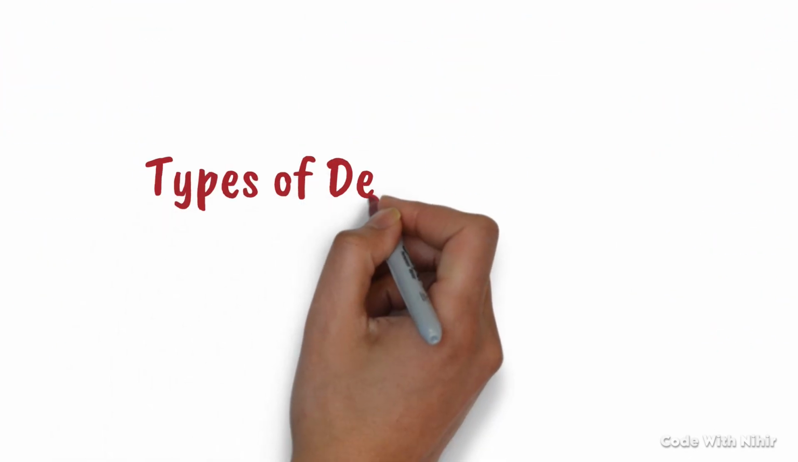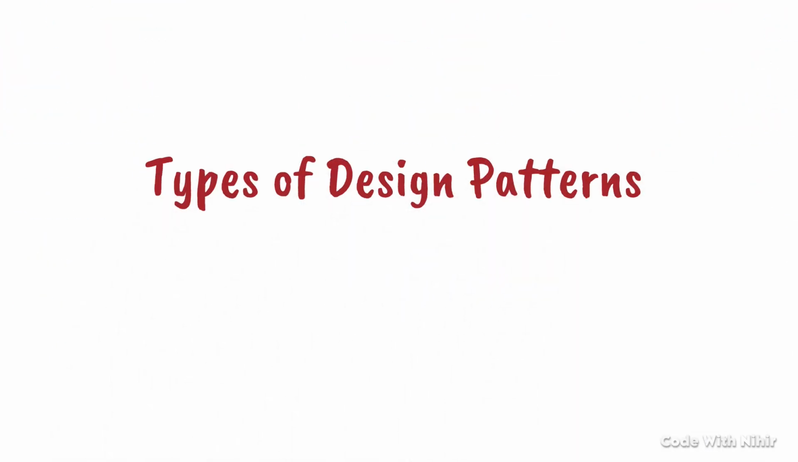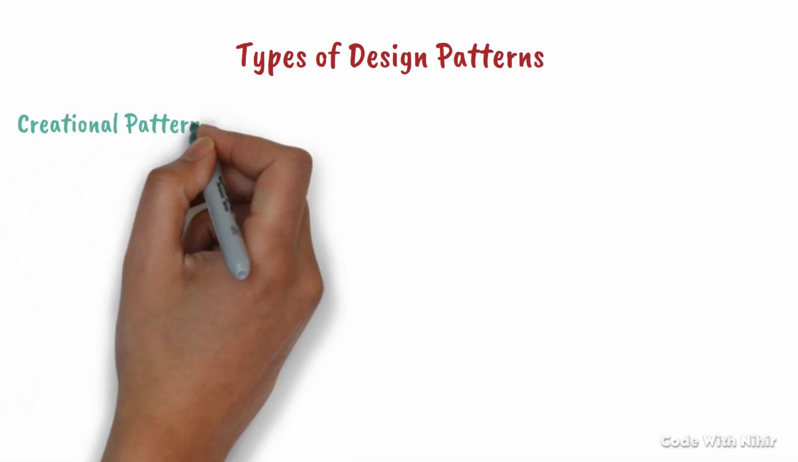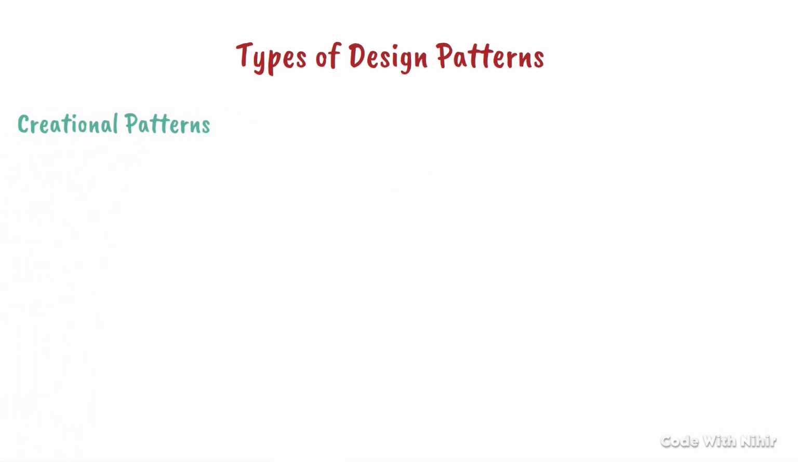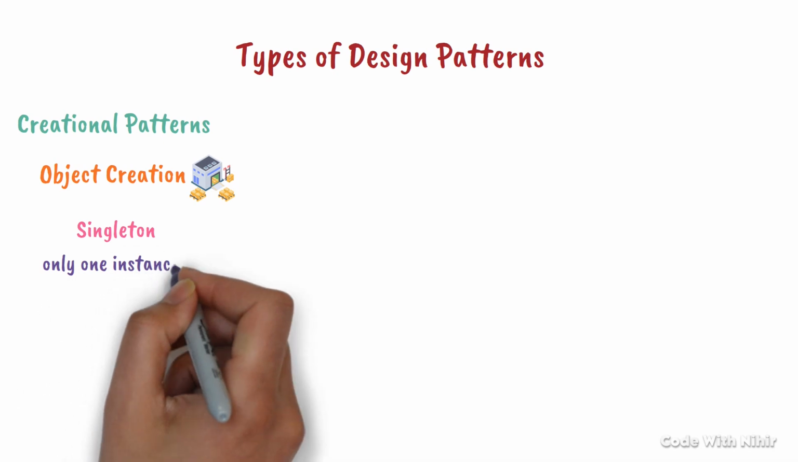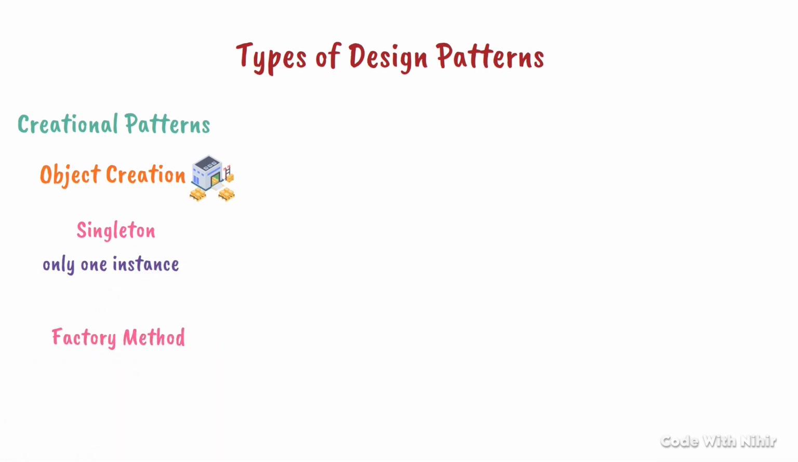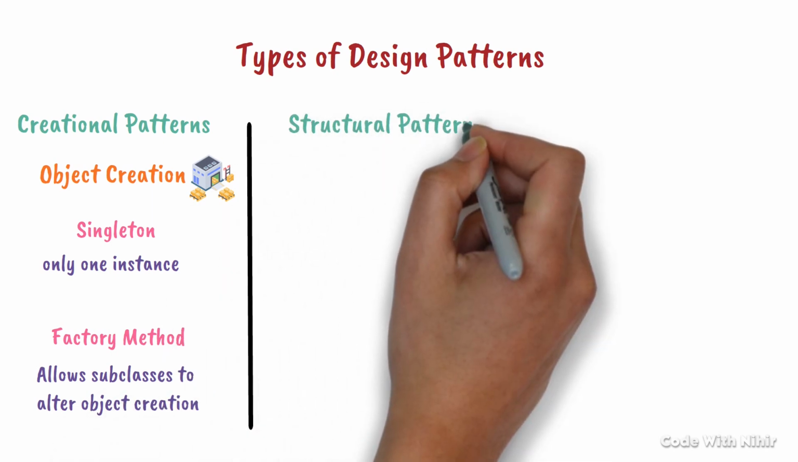Now, let's look into the types of design patterns. Design patterns generally fall into three categories. Number one, creational patterns. These patterns focus on object creation, simplifying how objects are created. For example, Singleton pattern, which ensures a class has only one instance, and factory method pattern, which allows subclasses to alter object creation.